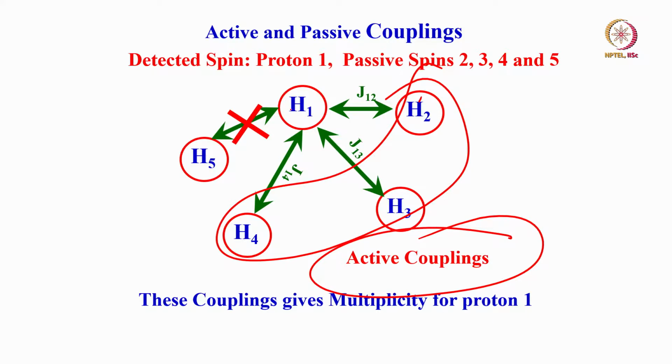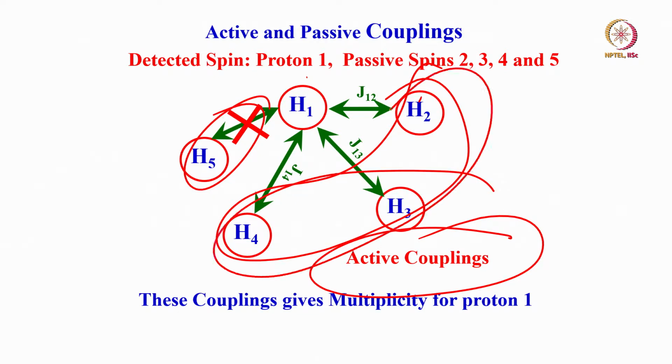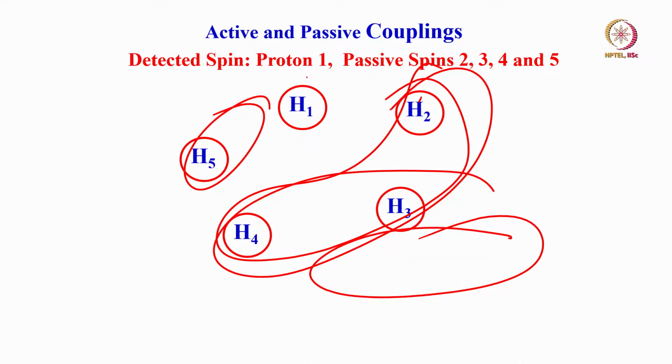Now, these couplings give rise to multiplicity for proton 1. You can understand: coupled to this, it becomes a doublet, doublet of doublet, doublet of doublet of doublet because of this. It will become 2 lines, 4 lines and 8 lines. If this coupling is 0, it does not matter, I do not care, but nevertheless this proton is coupled to the 3 remaining protons, which are called active couplings.